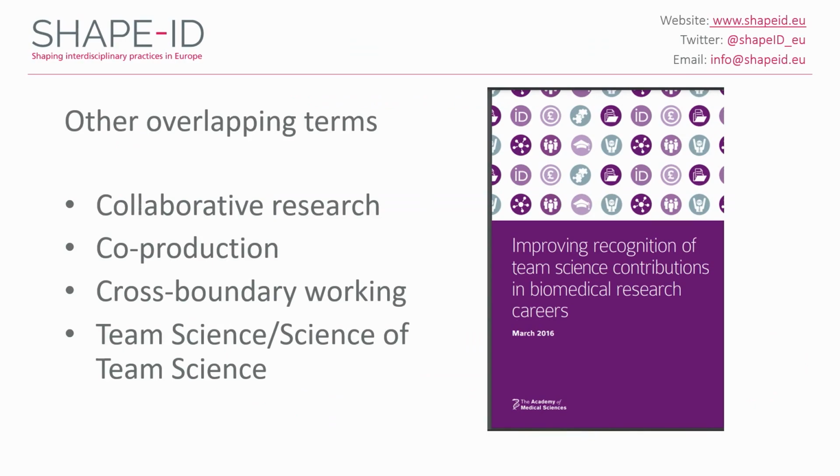And finally, on this definitional issue, there are a lot of other overlapping terms I'm sure you're familiar with, seeing as many of you seem to be doing this kind of collaborative research. But it's also talked about as co-production, as cross-boundary working, and sometimes as cross-institution working. And the one I wanted to highlight for this audience is team science, or the science of team science, which is a very influential approach in US biomedical research.